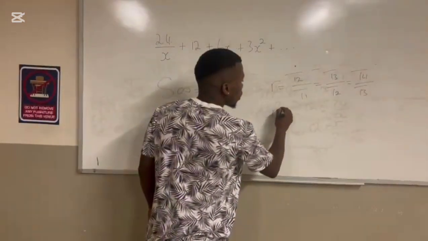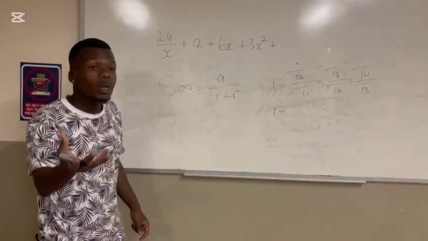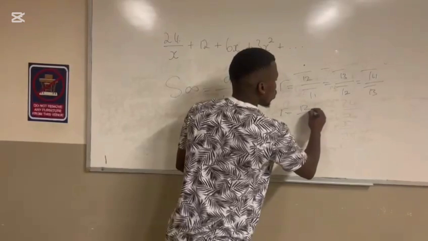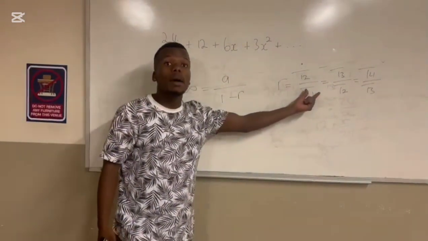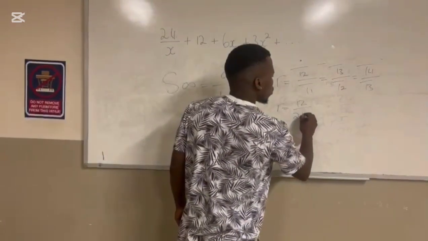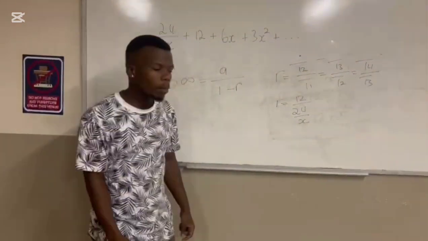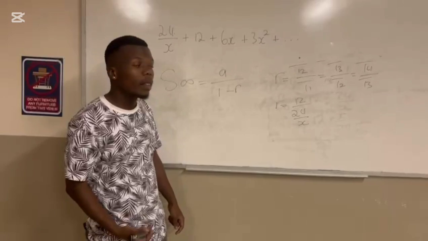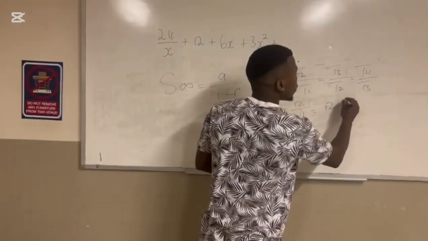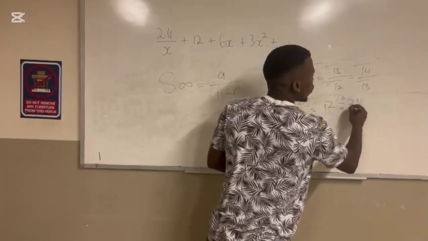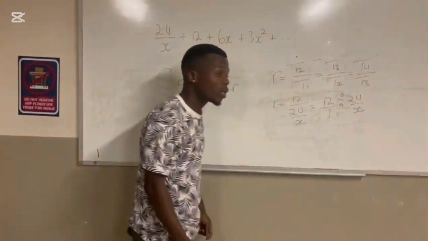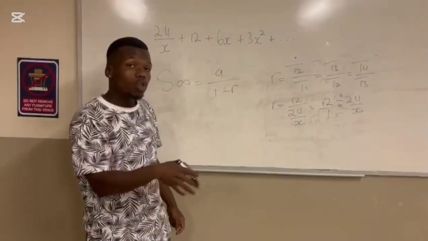Now let's calculate our R in this case. R is equal to term number 2, which is 12, divided by term number 1, which is 24 over x. But now I need to simplify my equation. Remember, this is the same as saying 12 divided by 24 over x. I still have divided by 1.